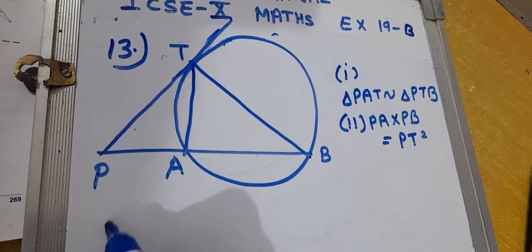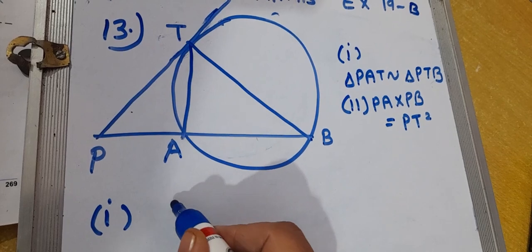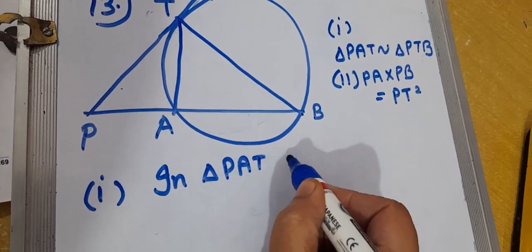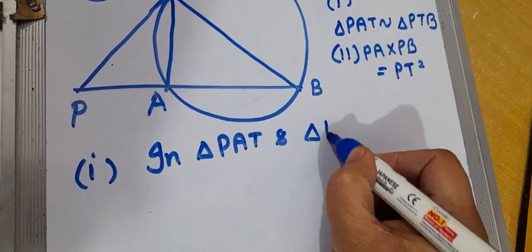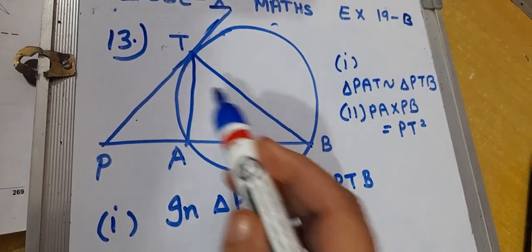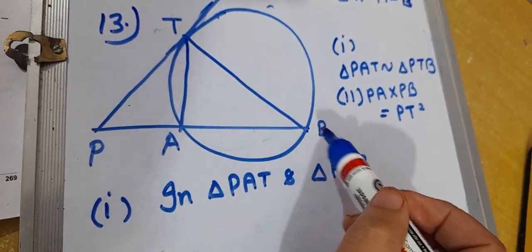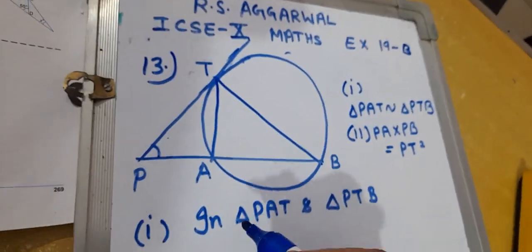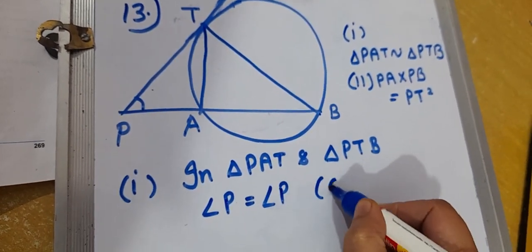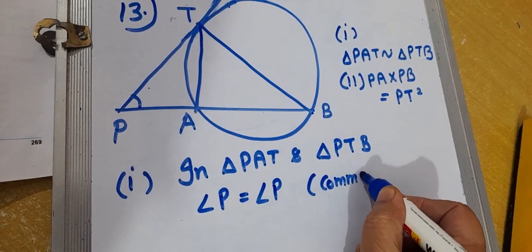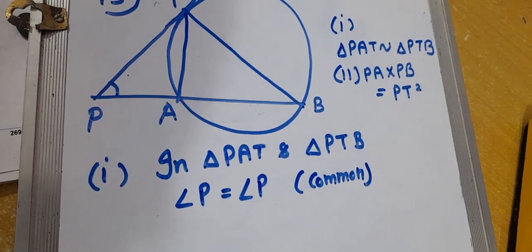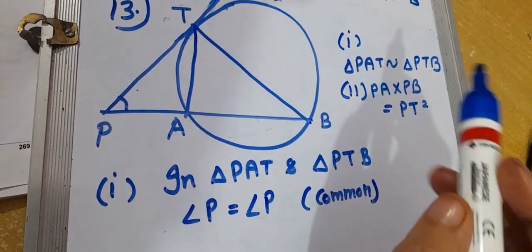So let's start with the first one. In triangle PAT and triangle PTB, let's first of all prove these both triangles similar. Let's see PAT and PTB. In both triangles, angle P is common. So we'll write angle P equal to angle P, common. Now we have to prove at least one more angle equal in both these triangles.